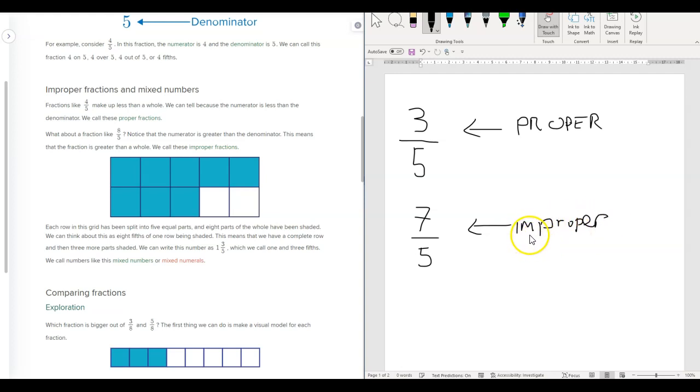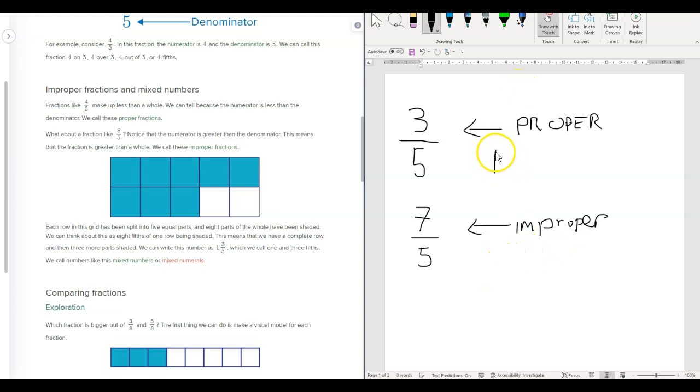Now notice it's "improper fraction." Okay, so if our numerator is bigger than our denominator, it is an improper fraction. As soon as you get an improper fraction, it actually means that you have more than a whole in your number there. So if we think about what this actually represents, let's go back to the first one.